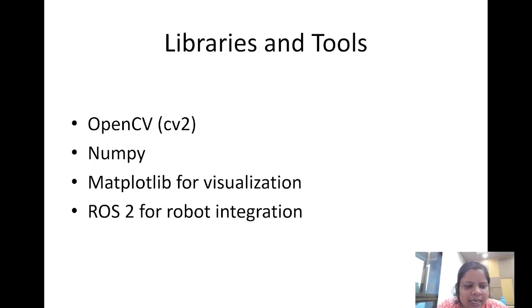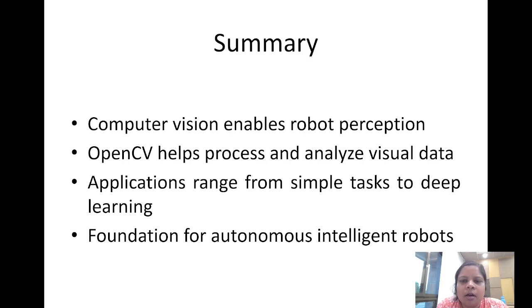Now, the libraries and tools that we have here are primarily OpenCV, which is for image processing. Then there is NumPy for matrix operations. You might be aware of this. If it is a tensor, you have to go to Torch, PyTorch. Then there is Matplotlib for debugging and visualization. And then there is ROS2 for integration with actual robots. So these tools are widely supported and open source with great community resources. Please use them.